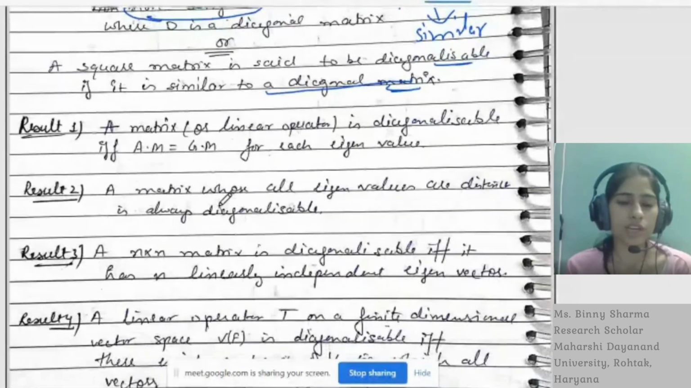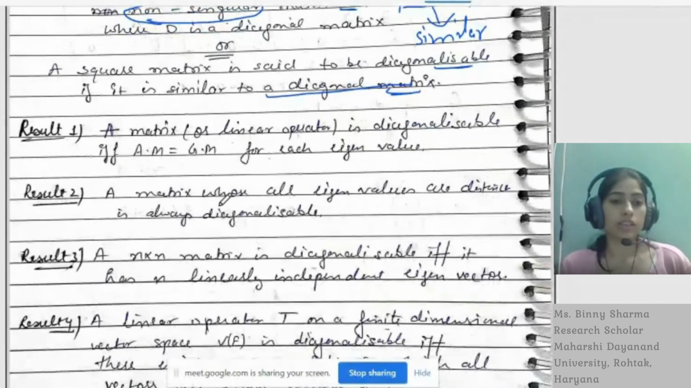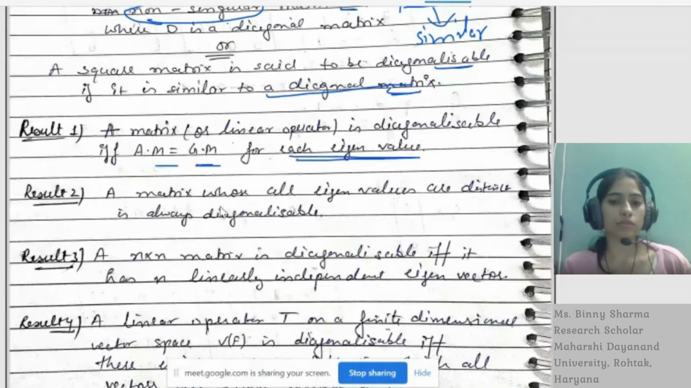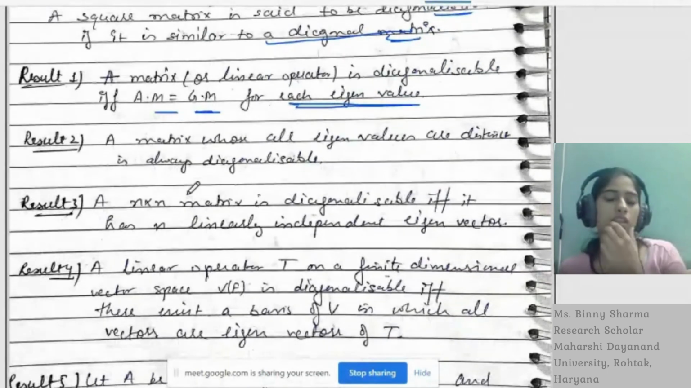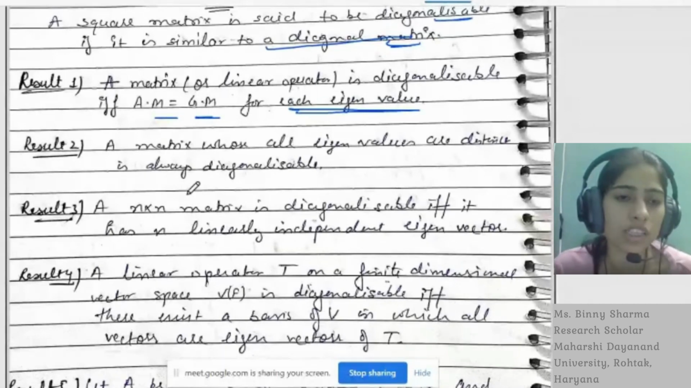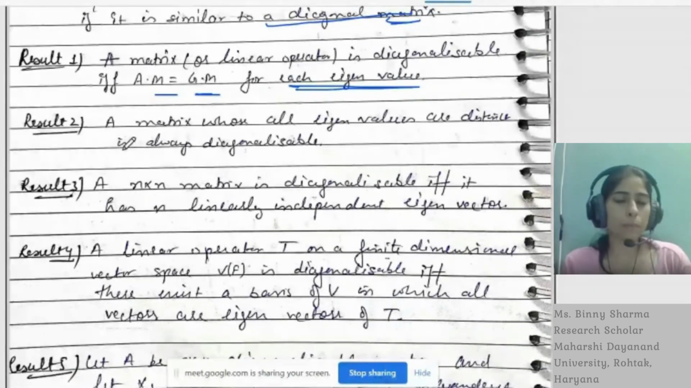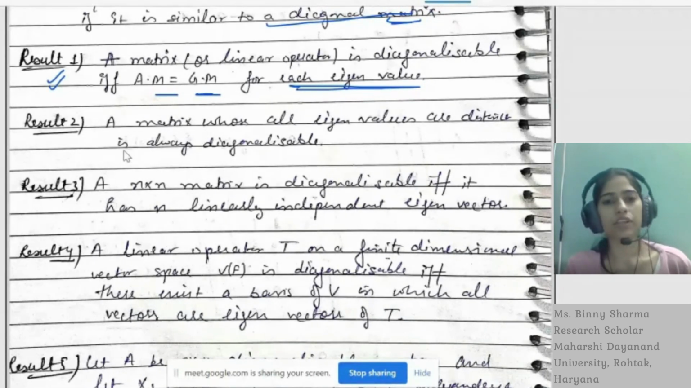Now there are some results on diagonalizability. The first result says a matrix or linear operator is diagonalizable if and only if AM equals GM for each eigenvalue. Now we know how to find the AM-GM table. We just have to check whether AM equals GM for each eigenvalue. If yes, the matrix is diagonalizable, otherwise it is not. It is a very important result, so please keep it in mind.